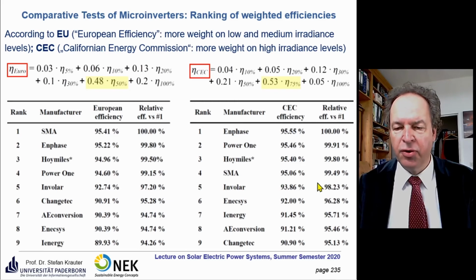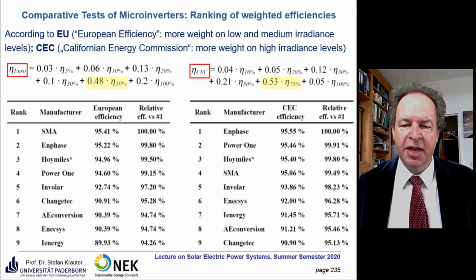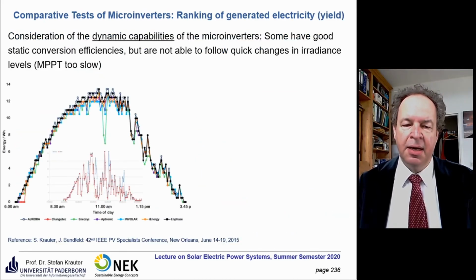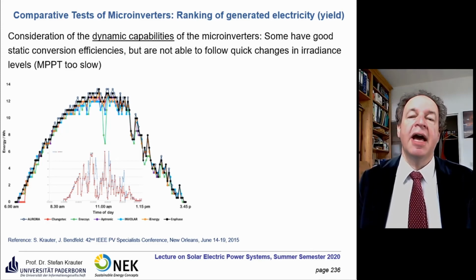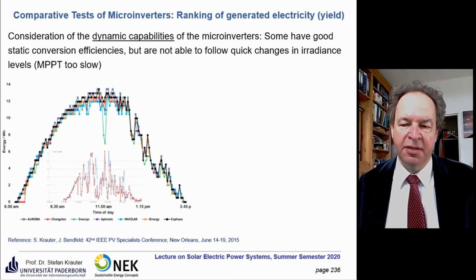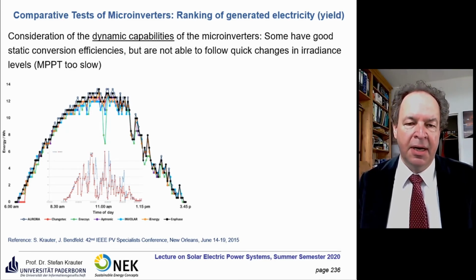SMA is only in 4th place, but you see the difference here is only about 0.5%, so this is very close together. But you see here some inverters performed not so well, but we'll come to this a bit later, especially if we take a look at the energy yield. So they installed all the modules on the roof of the university, and then we compared them according to the injected electricity into the grid.